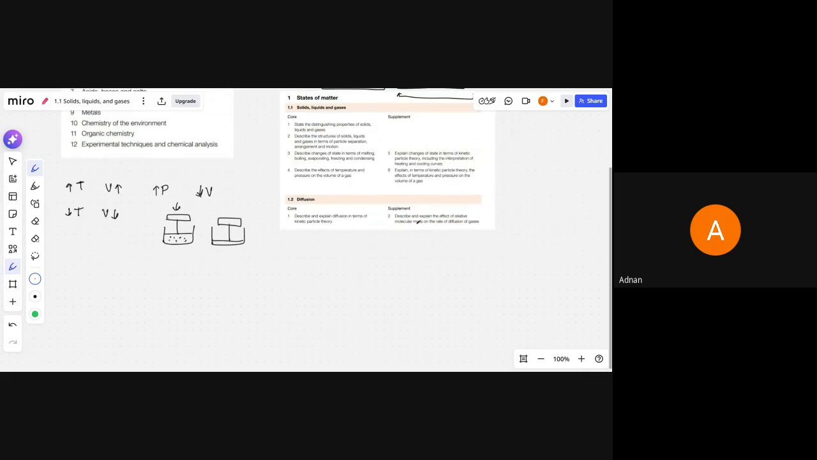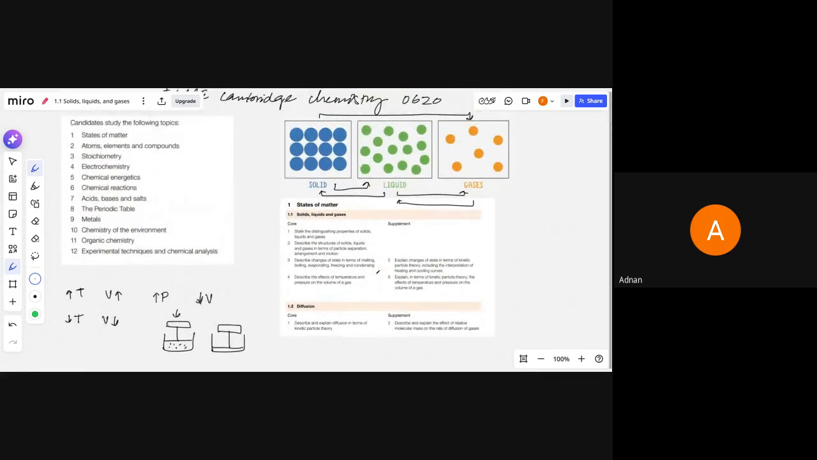So let's talk a bit more in detail about these. In solids, the particles are held together because they have very strong intermolecular forces, and that is why they are closely packed. They are holding on to each other very tightly, and that's why they cannot move. Since they cannot move, their kinetic energy is very low, right?